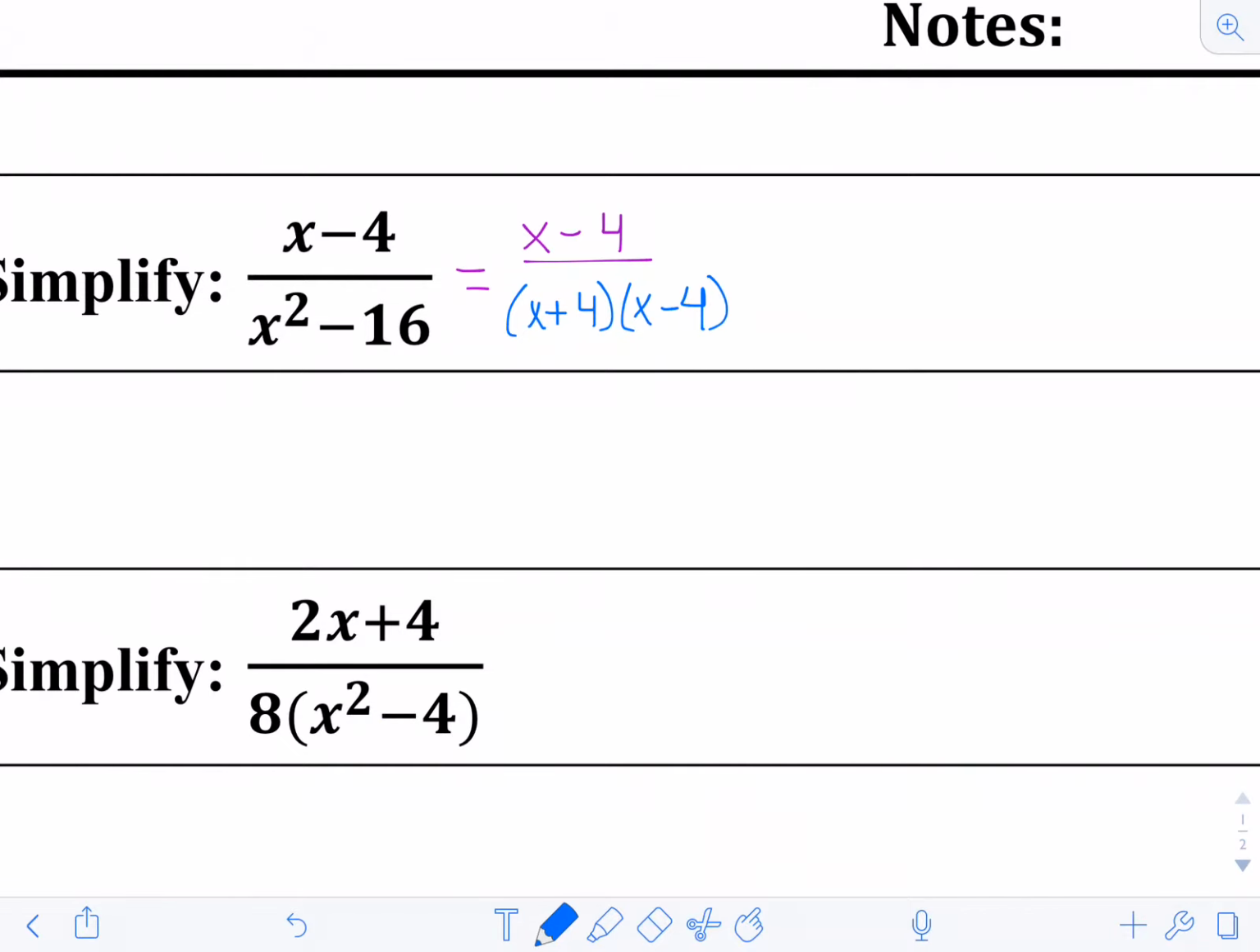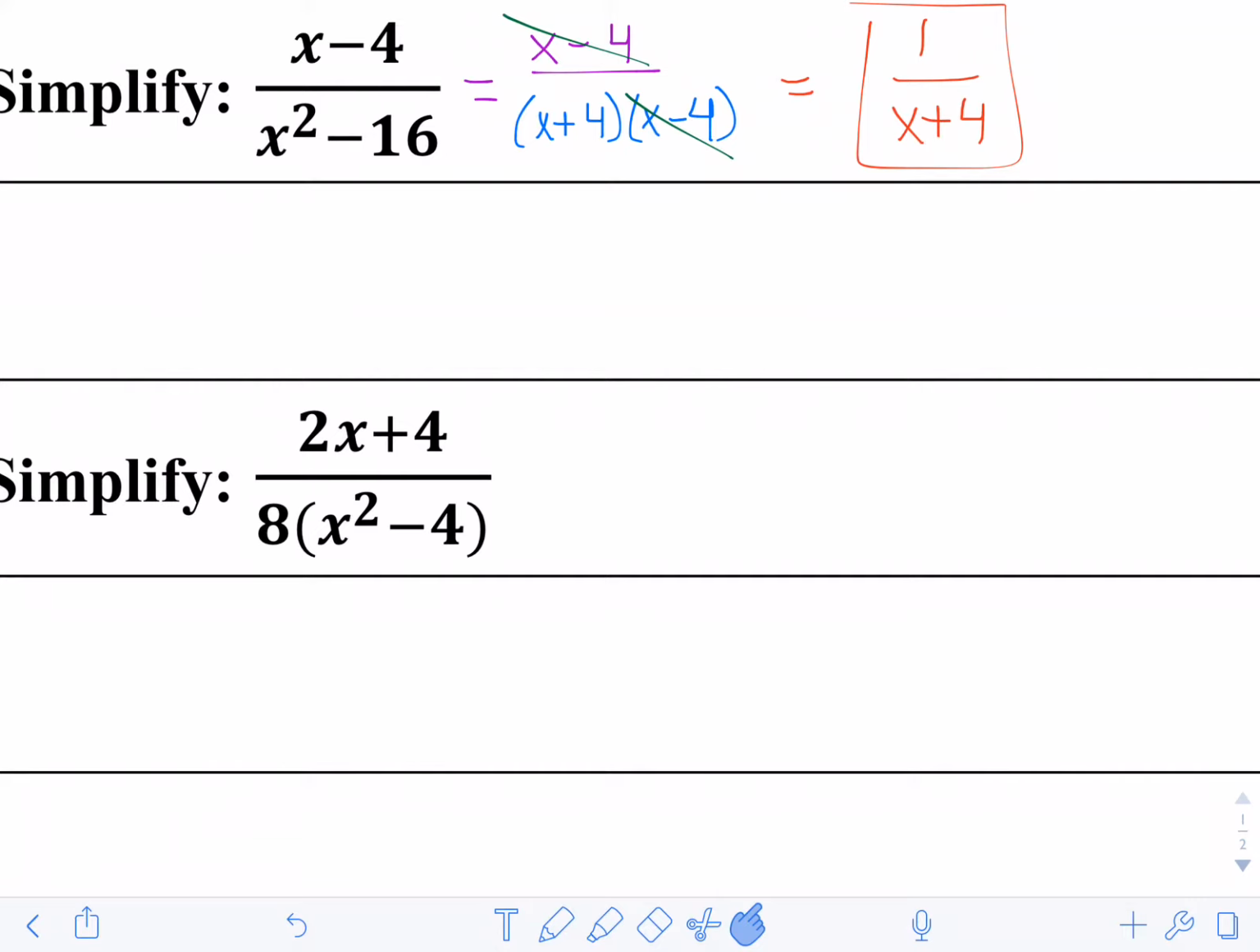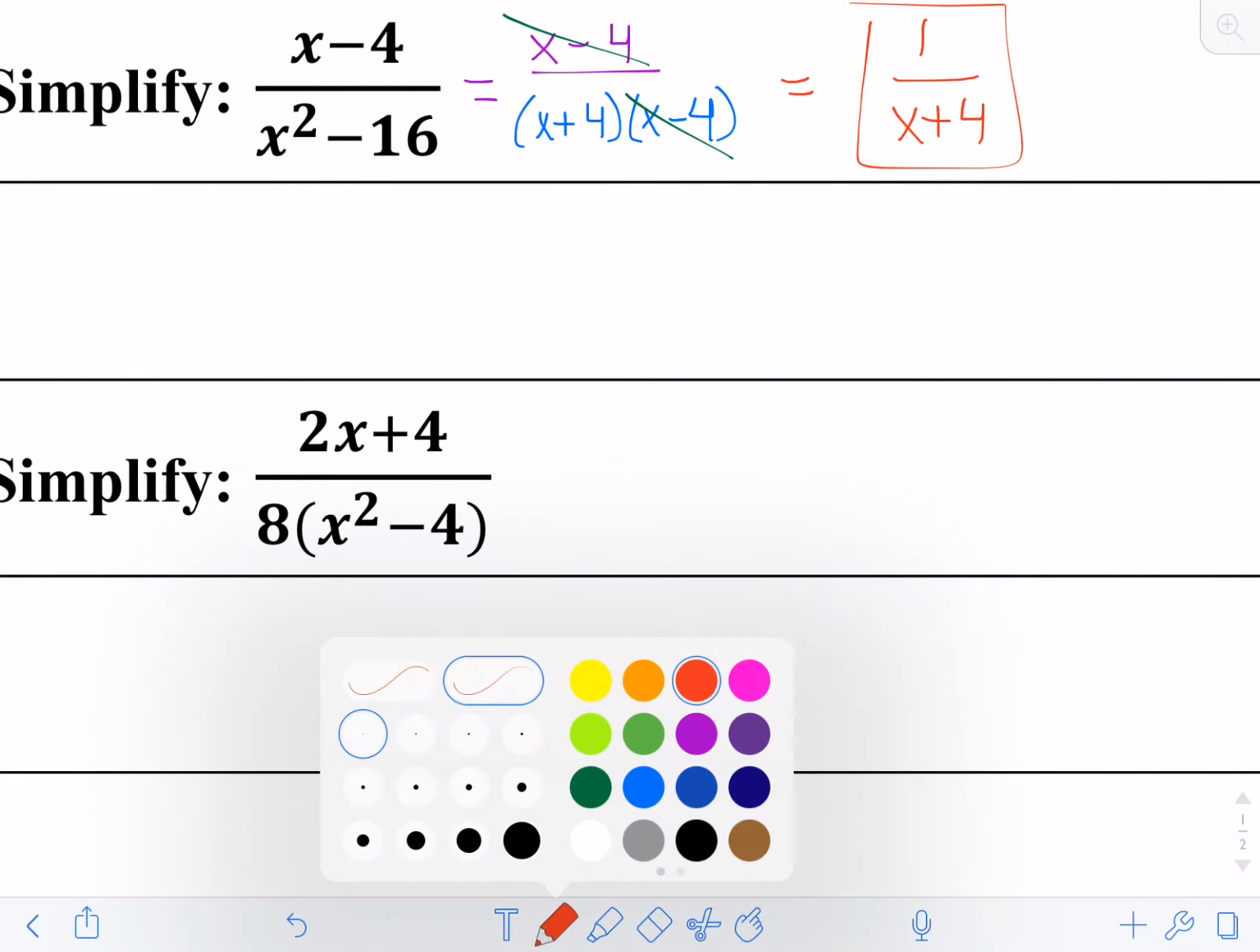So then the next step is you want to look and see, okay, well, what can I cancel out that's in the numerator and the denominator? And so the thing that I have in common in the numerator and denominator is x minus 4, so I can eliminate those. So my final answer is just 1 over x plus 4. Okay, and again, you can rewind, pause, all that good stuff.